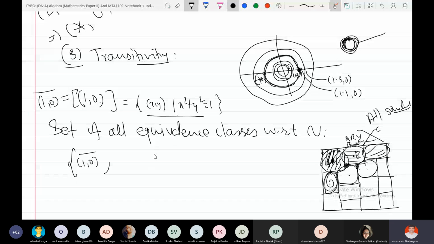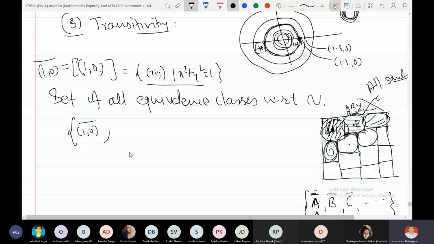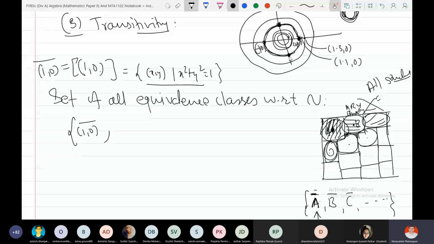Or I don't need to say 0 comma 1, because 0 comma 1 is also in the same class. 0 comma minus 1 is in the same class, so I don't have to say the class of this element, because it is already the same class. So all these elements are there in the class of 1 comma 0. Is it clear now? Yes, sir.